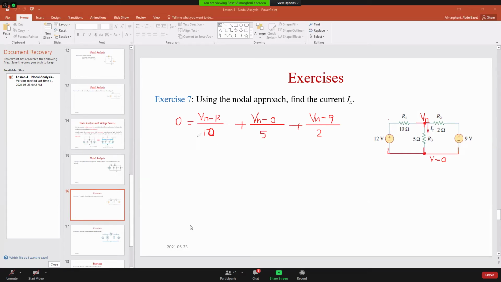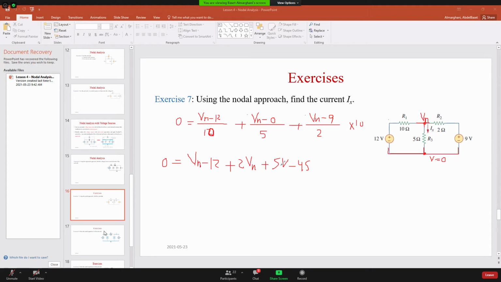Now we're going to simplify this the way you want, solve it the way you want. I'm going to just multiply by 10 here because it's the least common multiple. So 0 times 10 is 0. Then when I multiply by 10 here, it cancels out the fraction. So Vn minus 12. Then here it's going to be 2 Vn. And here it's going to be 5 Vn minus 45. So I multiplied by 5 here, 2 here, 1 here, because when I multiply by 10, 10 divided by 10 is 1, 10 divided by 5 is 2, 10 divided by 2 is 5.